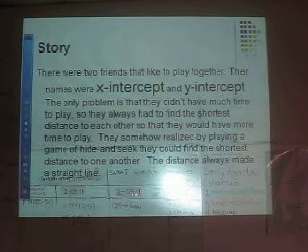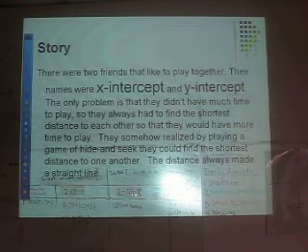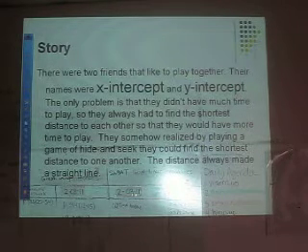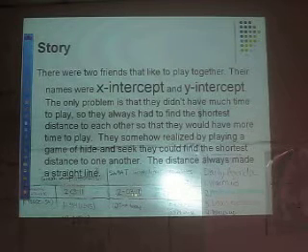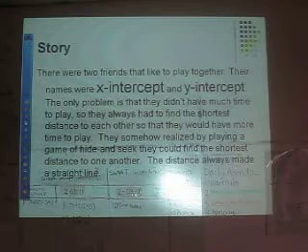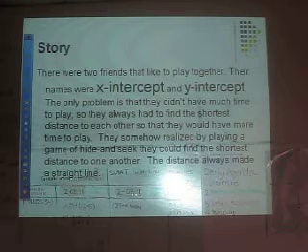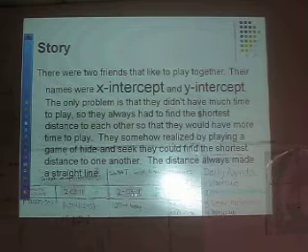They somehow realized that by playing a game of hide and seek, they could find the shortest distance to one another. This distance always made a straight line. This story helps you remember how to graph using intercepts. Just keep in mind that each intercept has to hide so that you can find the opposite intercept.